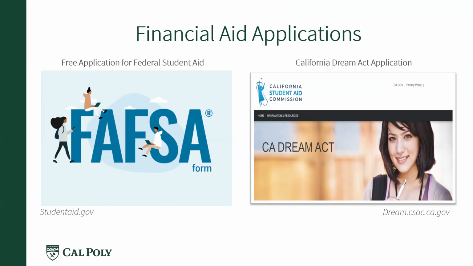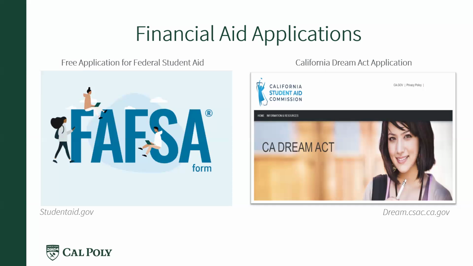The other application is the California DREAM Act application for California residents, including undocumented students, students with TPS or a U visa who meet the residency criteria. With the California DREAM Act application, students will be reviewed for state and institutional aid. Students who are eligible for FAFSA but do not wish to be considered for federal student aid and who meet the DREAM Act residency requirements may also apply. A Cal Poly student only needs to complete one of these two applications.